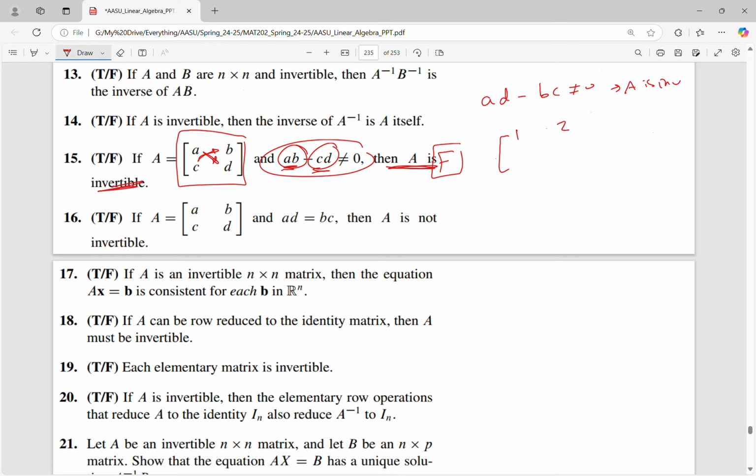So 1, 2, 2, 4, like this. Look, this matrix is not invertible. Why is it not invertible? Because this minus this is 0. Okay? Let's look at the statement.